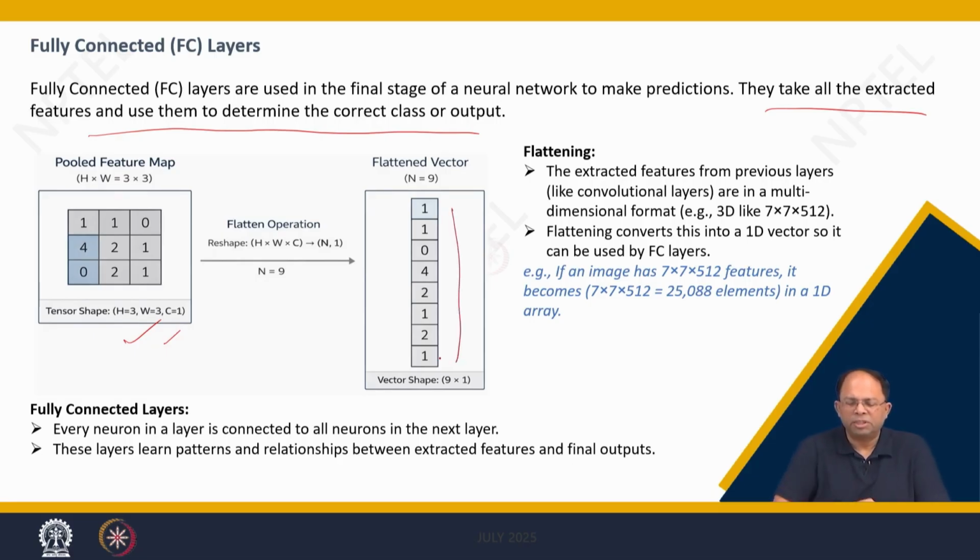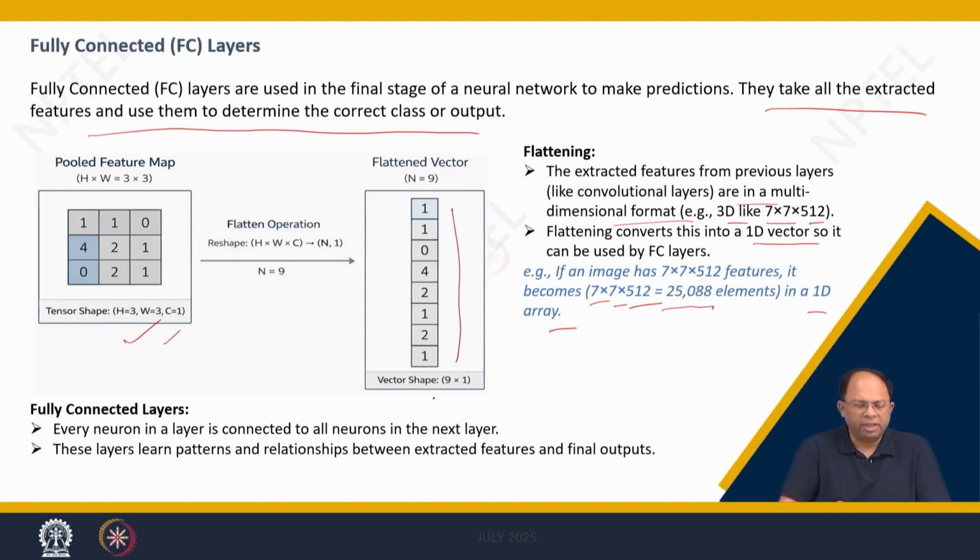into a single one-dimensional vector. The extracted features from previous layers like convolution layers are usually in a multi-dimensional format, say a 3D format of 7 by 7 by 512. So flattening will convert this into a 1D vector, which can be used by the fully connected layer, and this would have around 25,088 elements, because we have to multiply 7 by 7 by 512. And so this would be stored in a 1D array.